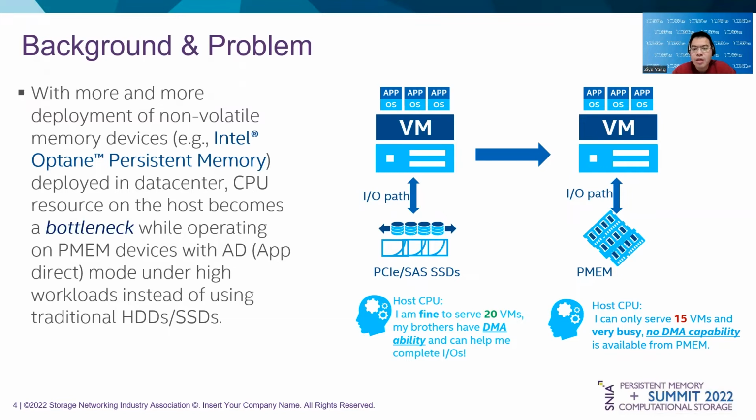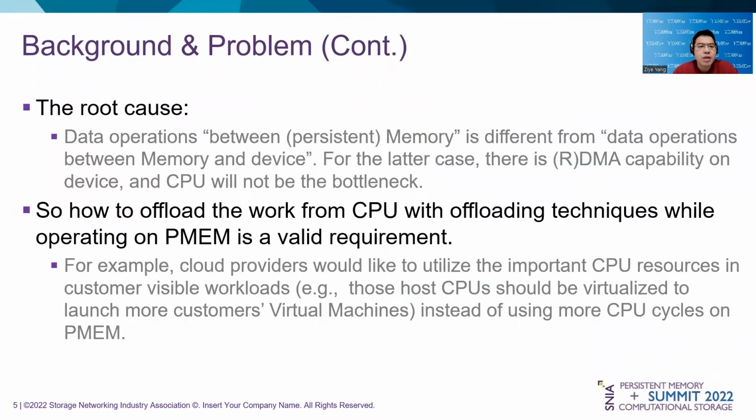My brother's SSDs have DMA capability and can help me complete IOs. But if equipped with persistent memory, the host CPU says, I can only serve 15 virtual machines because I'm very busy, since there is no DMA capability available from persistent memory. So the root cause of this situation is clear. Data operations between persistent memory and memory are different from data operations between memory and a device.